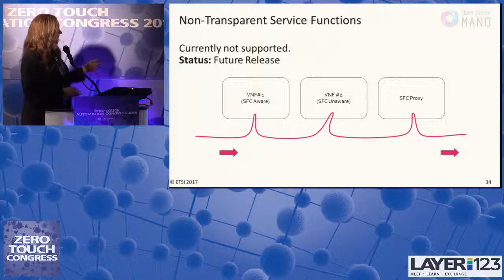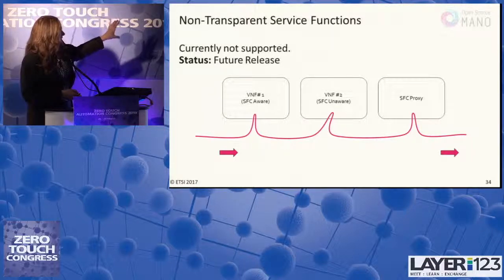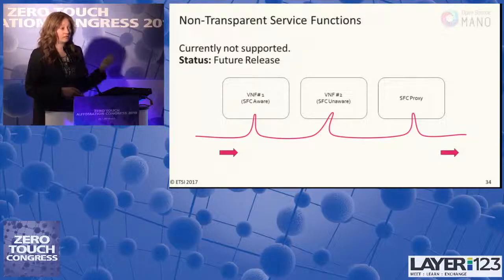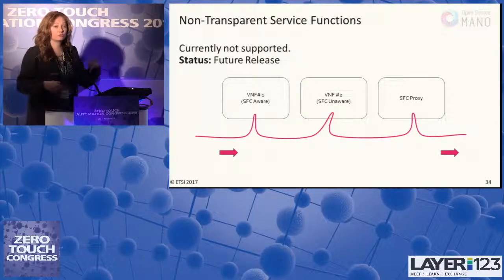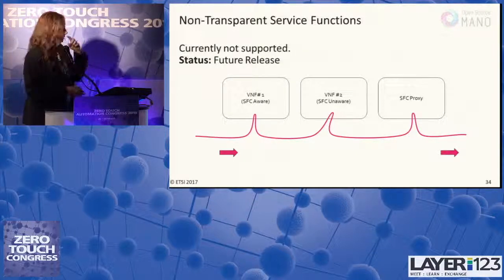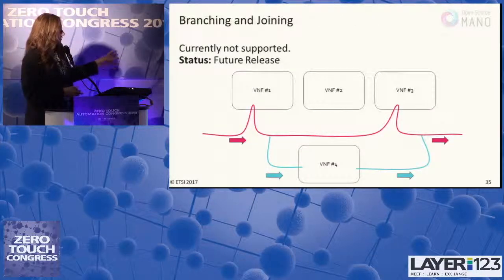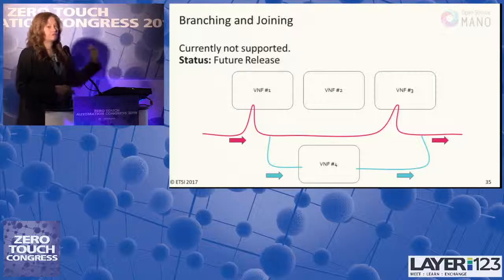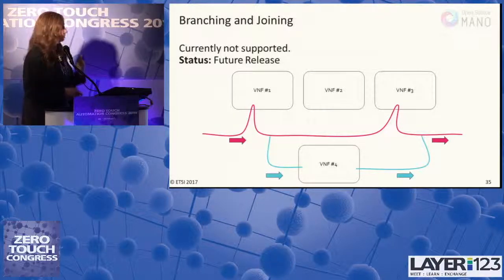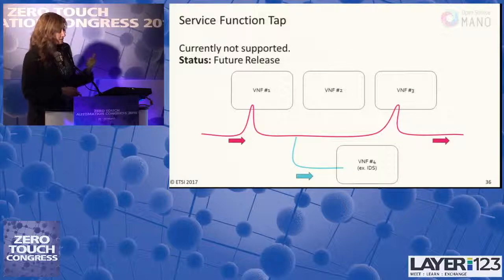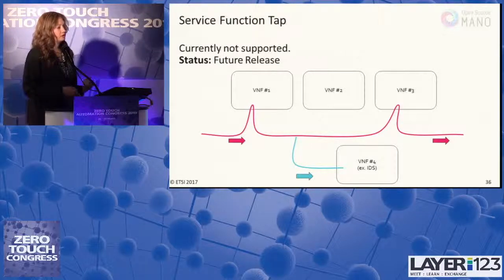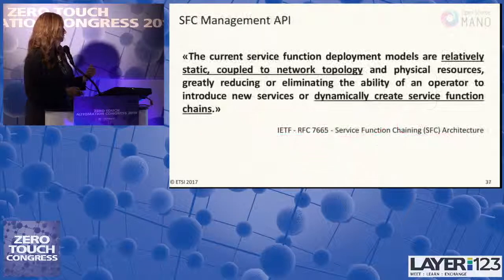Other things that are slated for release 6 and beyond are non-transparent service functions, and so being able to interact with VNFs that are not SFC aware, that is, VNFs that are not able to read those NSH headers and manipulate them. Branching and joining, so being able to dynamically change a service function chain that's already been defined without having to tear it down and redefine it. This is something that's also slated for a future release. Service function tap, and being able to copy something that's happening in an existing chain and punt it off to another VNF. This is something that's slated for a future release as well.